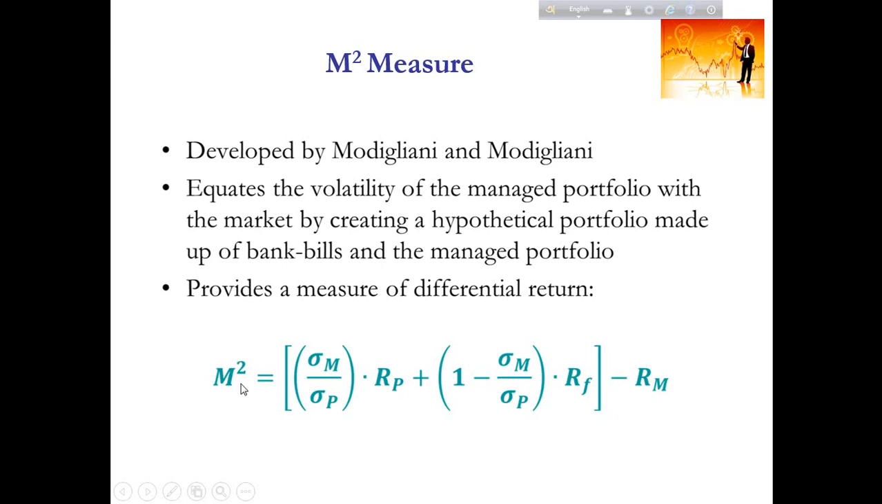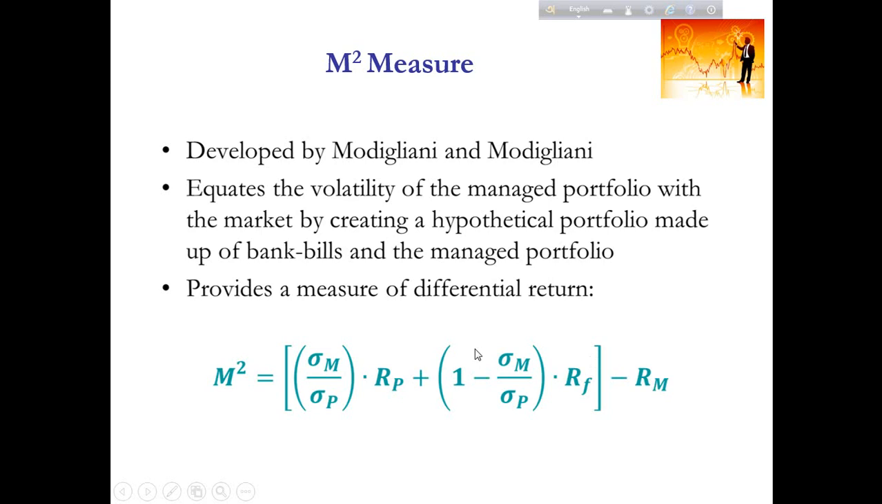If you look at the equation at the bottom, which is the M-squared measure calculated, it is better to think of the M-squared measure intuitively. Basically, we take our risky portfolio and weight it by the ratio of the standard deviation of the market to the standard deviation of the portfolio. What we are doing here is either leveraging our portfolio up if it has less risk than the market, or blending it with the risk-free rate if our risky portfolio is more risky than the market. Therefore, we adjust the overall level of risk to be equivalent to the market.